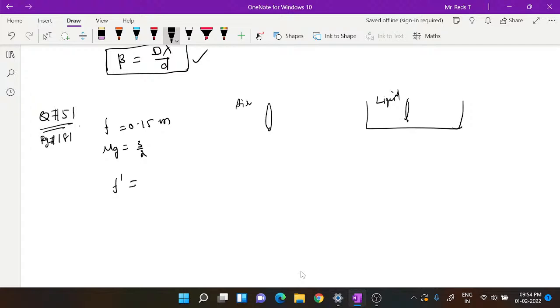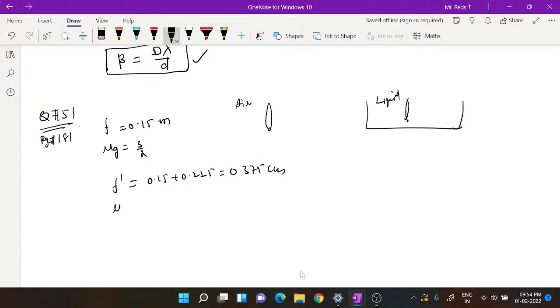increases by this much. Increases by this much means all the existing value plus this. So f dash is 0.375. You take it as f plus the increase: 0.15 plus 0.225 is equal to 0.375 meters.